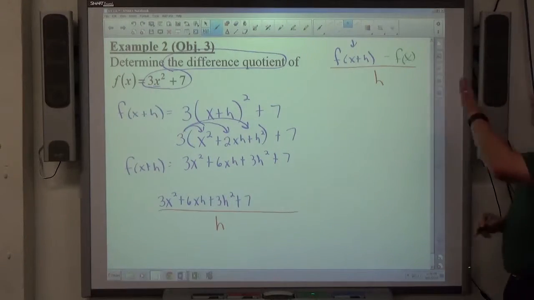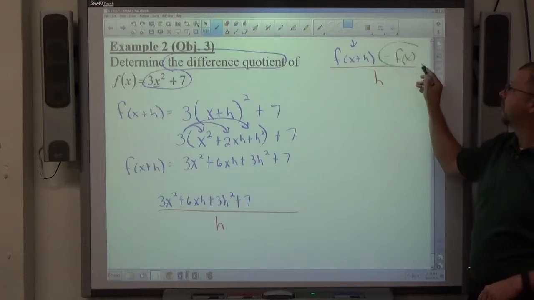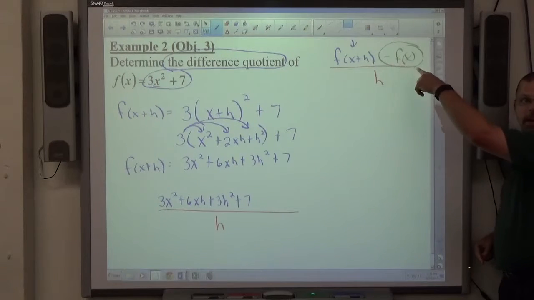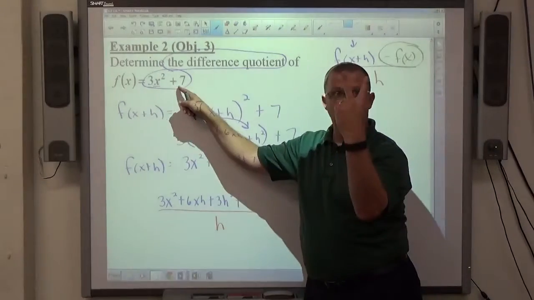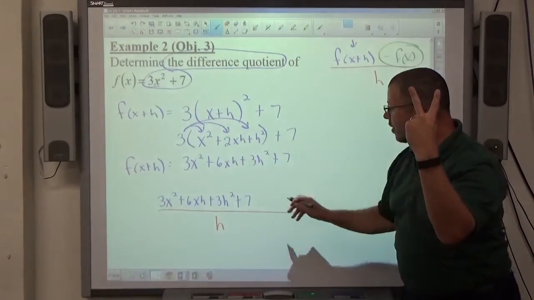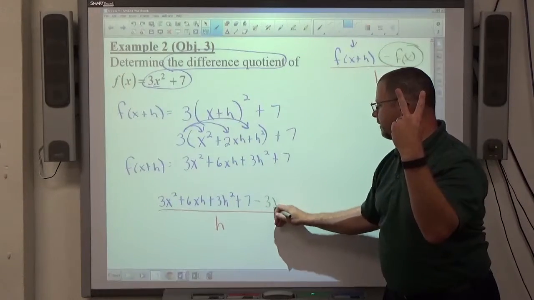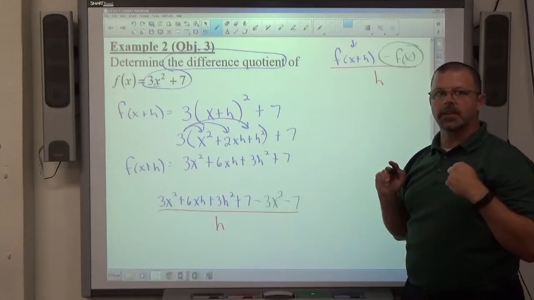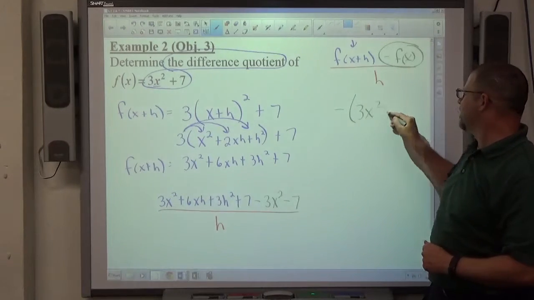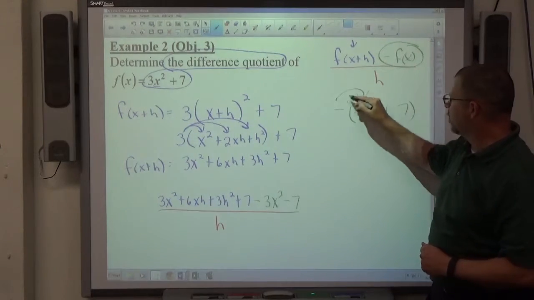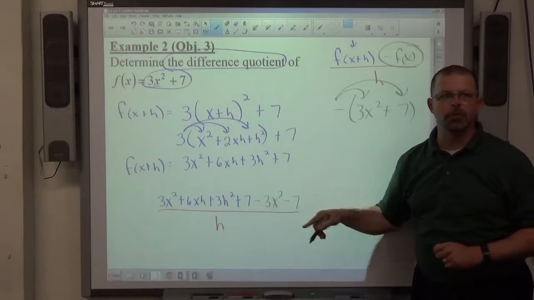Now, this is very tame looking, but I want to be very cautious about this. It says minus f of x, right? F of x is 2 things, right? So it's going to be minus the first thing and minus the second thing. Be very careful. Minus f of x, minus 3x squared plus 7: minus the first thing and minus the second thing. Make sure both of those signs change.